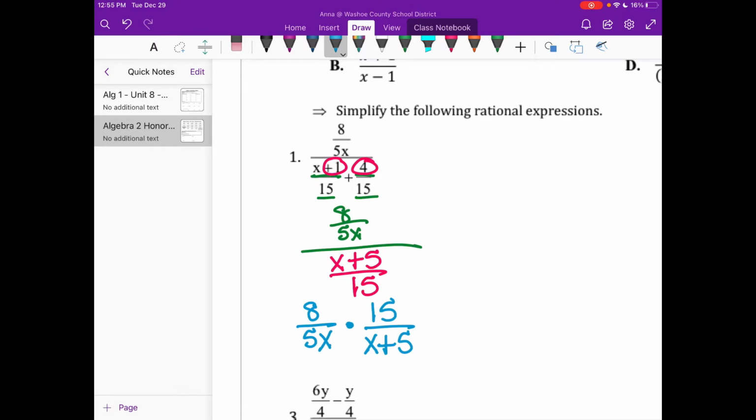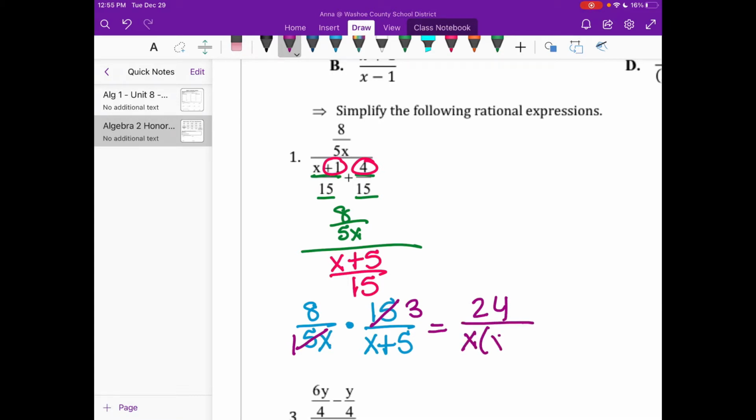Now, you do want to cross-reduce if you can. And it looks like I can on this one, because I have 5x and 15. Those guys can both be divided by 5. So 5 divided by 5 is 1. 15 divided by 5 is 3. Now, if you go the other way, there's not really anything else. 8 and x plus 5 is good. So we're just going to multiply straight across and write as one fraction.